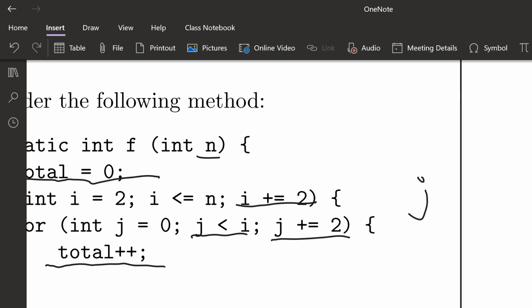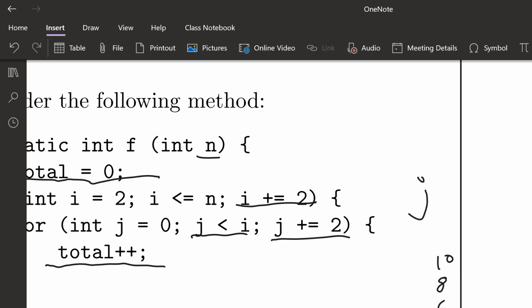2, 4, 6, 8, 10, and it's going to keep going up like that. So on the first iteration of i, we're only going to have just one dot, right? Because j starts at 0, and then when we add 2, j is equal to i, and it's going to fall out of the loop.